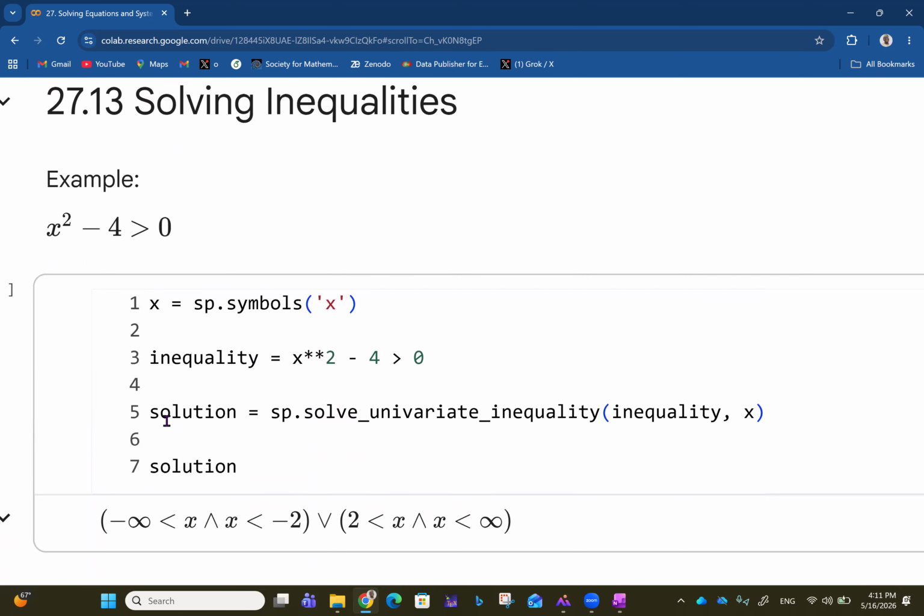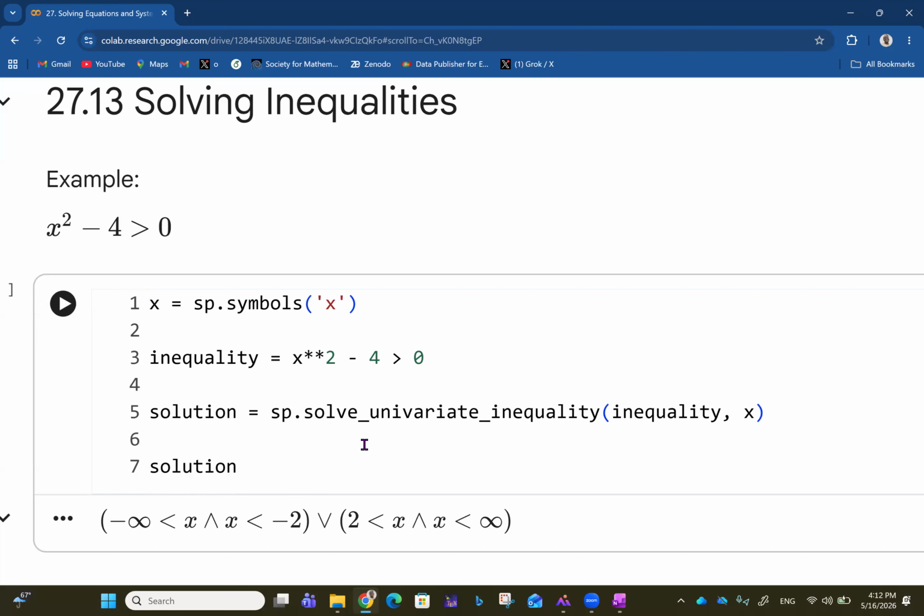Then how about solving inequalities? I think there was a video I did on solving inequalities. Yeah, I think that's under polynomial functions. Under polynomial functions, I talked about inequalities at some point. So you want to check that out if you're interested. So declare the symbol as usual. The inequality is x raised to the power 2 minus 4 greater than 0.